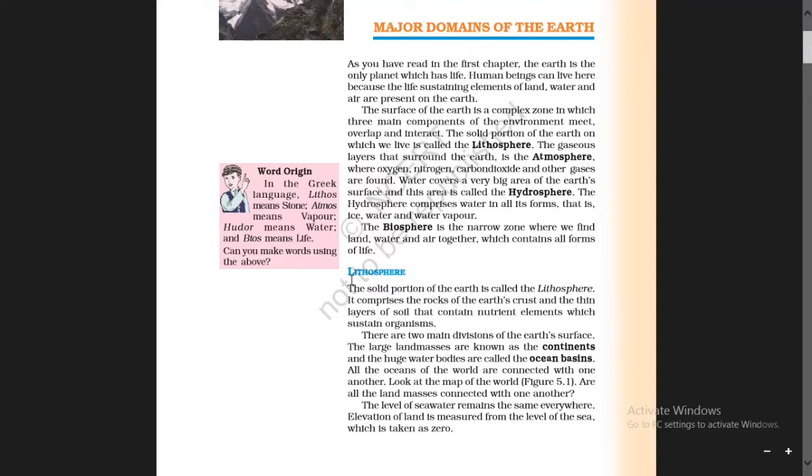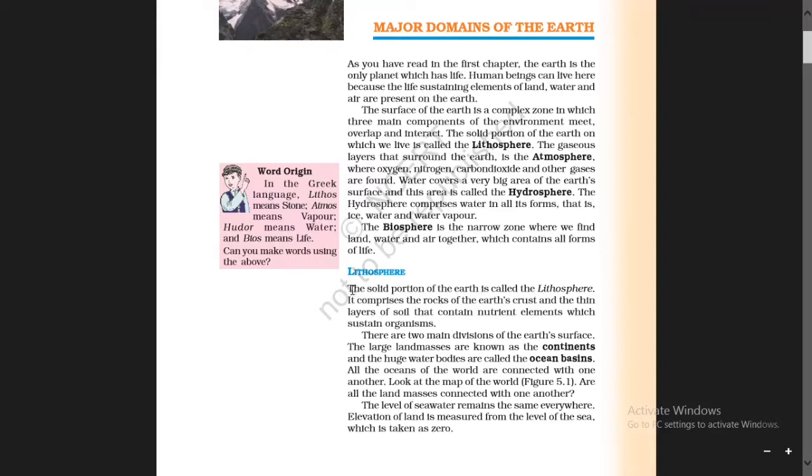First of all, before starting the first domain, that is lithosphere, have a look towards the left margin of your book. Word origin you see here. In the Greek language, lithos means stone, atmos means vapor, hudor means water, and bios means life. So you just keep it in your mind. Now let us discuss lithosphere.